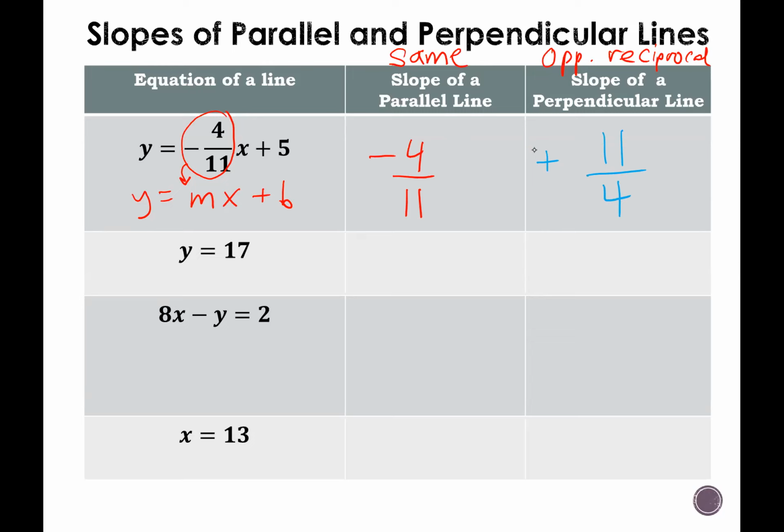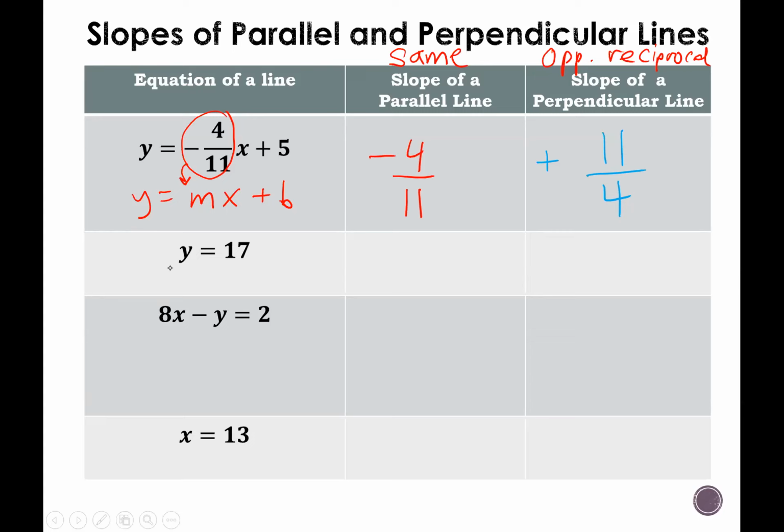So just to recap for this first example, y equals -4/11 x plus 5. The slope of that line is -4/11. Therefore, the slope of a parallel line is also -4/11. And the slope of a perpendicular line would be positive 11/4. It's the opposite sign and reciprocal. Okay, let's go to our second example.